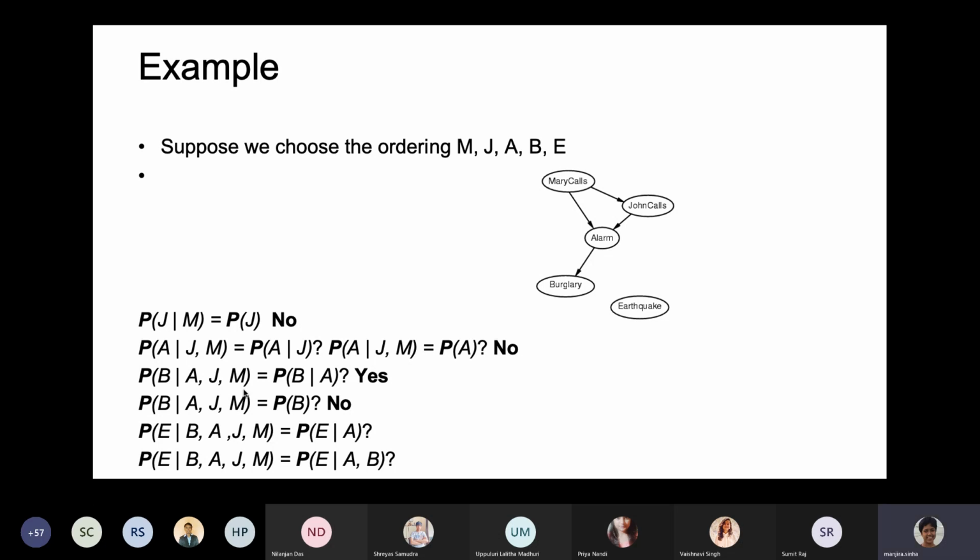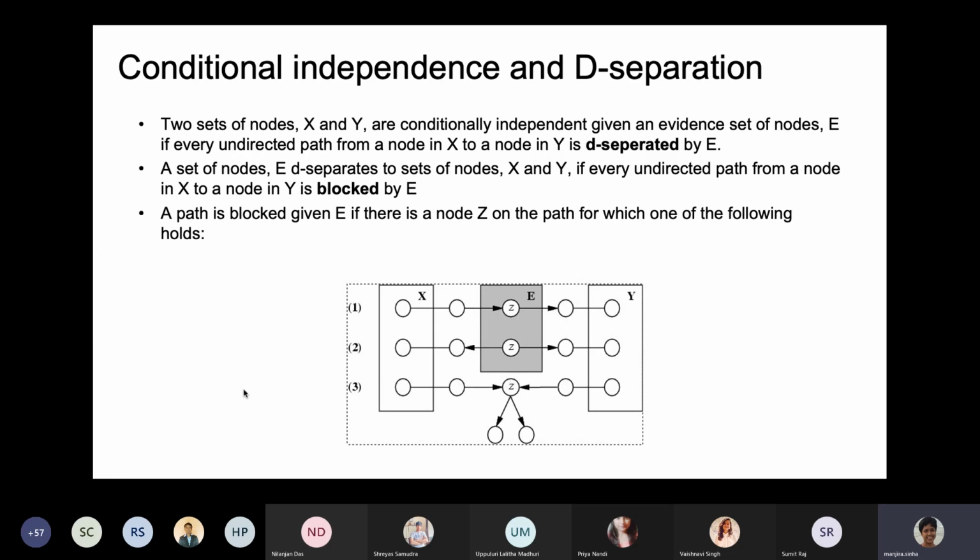Okay, so let us move forward. Now, as we are saying that two nodes are conditionally independent, independent means they have a certain kind of distance or separation within the directed acyclic graph. So how do we represent or ensure the conditional independence in a graph? By using a measure that is called D-separation.